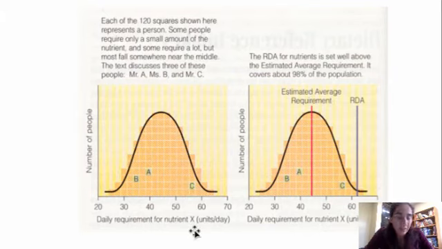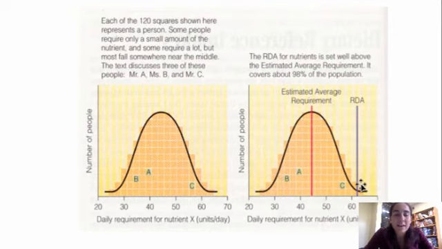So when we're talking about the DRIs, actually person A and B, if they consume at least the EAR level, they will meet their needs. But if the person C consumes the EAR level, that is not going to be enough. So when we use the RDA and this kind of more general recommendation, this is going to be a safe level that is going to meet the needs of most everybody.